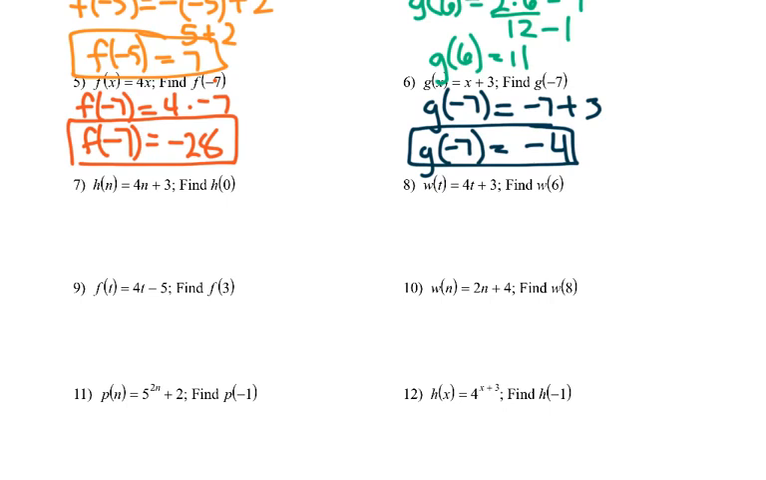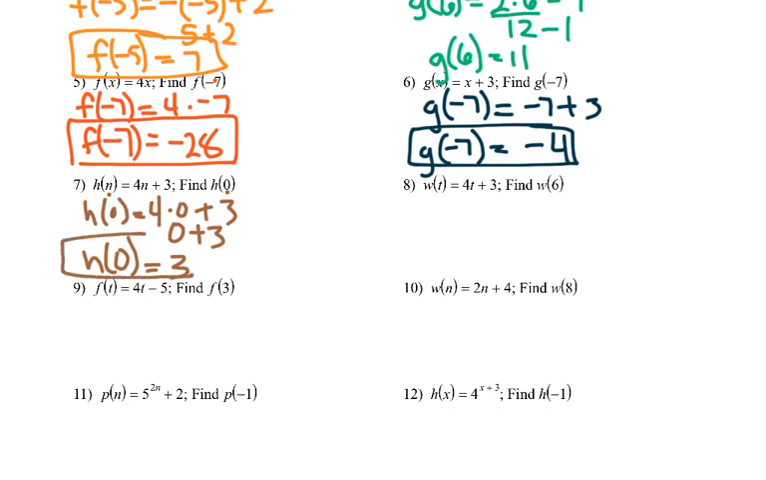All right, 7. h of n equals 4n plus 3. So, h of 0 equals 4 times 0 plus 3. 4 times 0 is 0. 0 plus 3 is 3. Notice that I'm not touching this left side, because I don't need to. It's not part of our evaluation. So, independent variable of 0, dependent variable of 3.